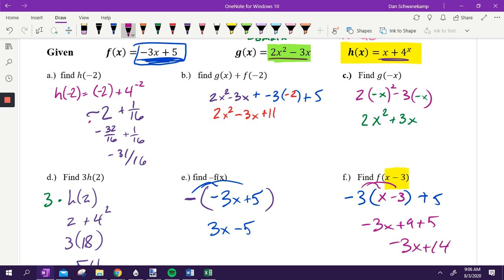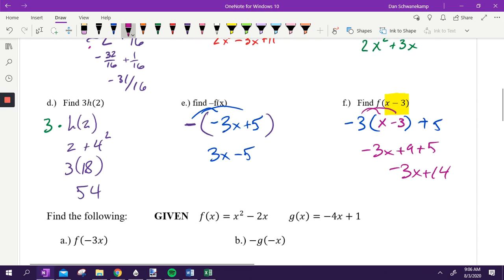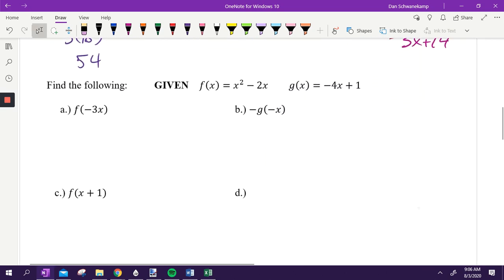That's it. That's what you need to know with function notation. Be able to plug things in, be able to multiply by a negative, be able to plug in more than one thing inside the parentheses, and then just simplify. All right, if you can handle that, you should do pretty well with that.